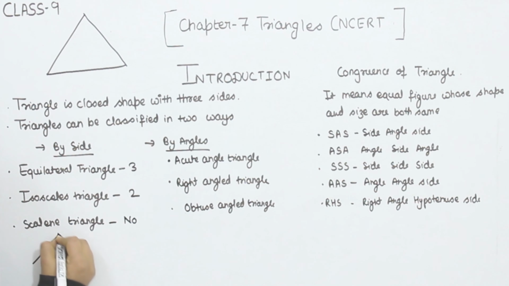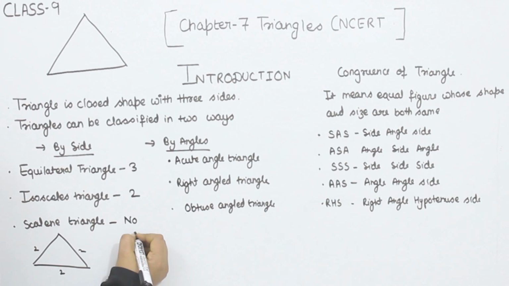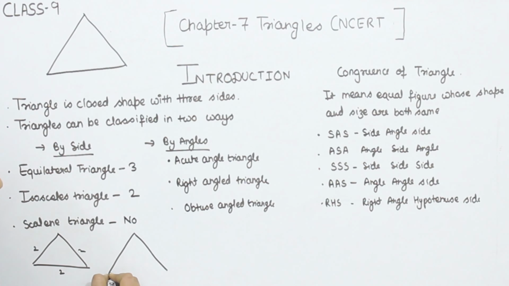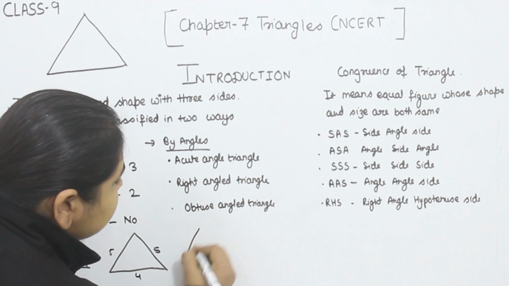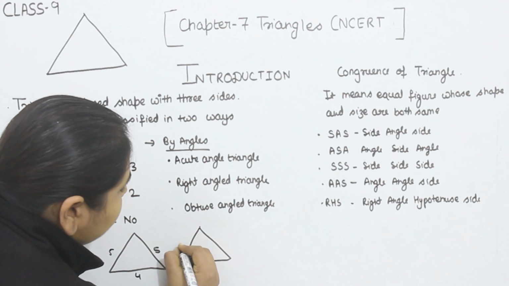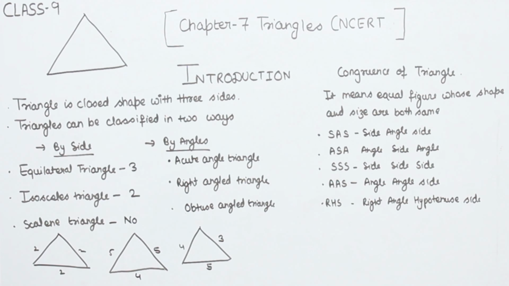So this one is the equilateral triangle, 2 and 2 centimeter. Now this one is the isosceles. This one is 5, this one is 5 and this one is 4. Now this one is the scalene. This one is 4, this one is 3 and this one is 5 centimeter. So these are by sides.